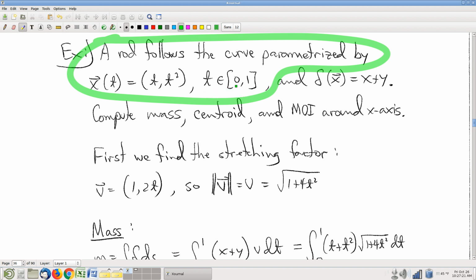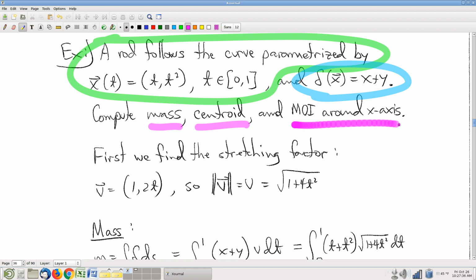Suppose that on that curve, this is how mass is distributed. Mass per unit length is given by this formula. And with that given, let's compute the mass of this thing. Let's compute the location of the centroid of this thing. Let's compute the moment of inertia around the x-axis of this thing. These are just a bunch of integrals.